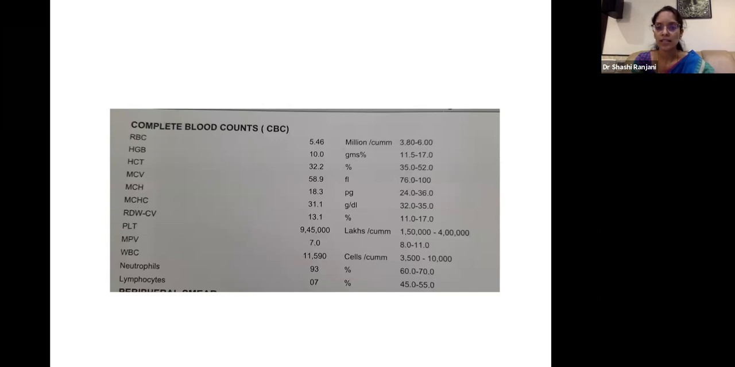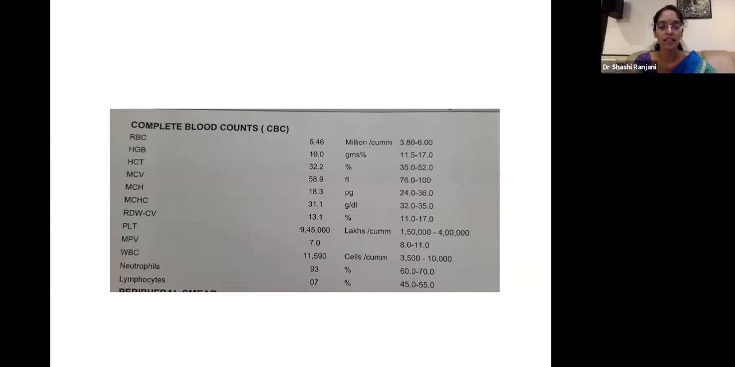His hemoglobin was 10. He was mildly anemic, not that much, I would say. His indices are on the lower side. His MCV is 58, MCH is 18, MCHC is 31. His platelets are 9.45 lakhs. So he definitely has increased platelets. And his WBCs also seem okay. So it's 11,590. But what we have to observe here is not only the WBC count, but also the percentage of neutrophils and lymphocytes.